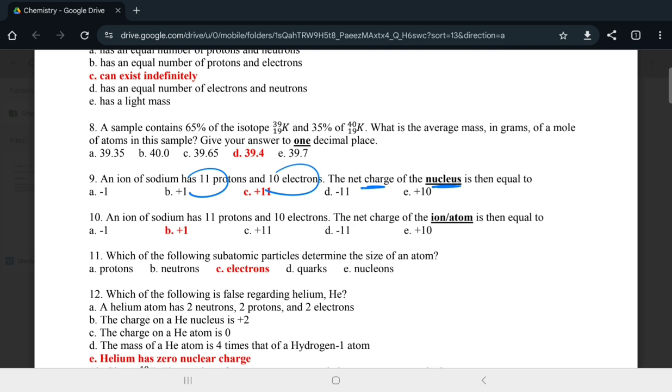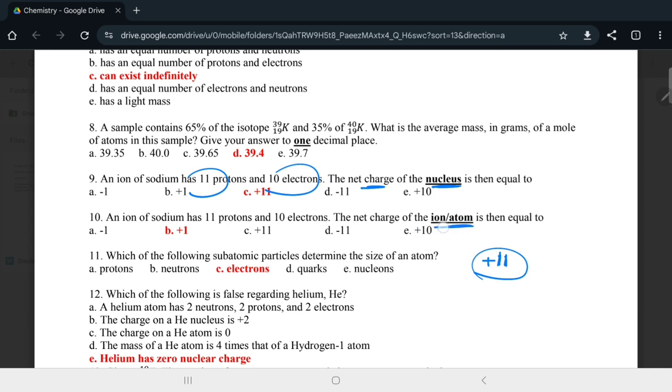The charge of the protons. So if there are 11 protons, what's the charge of the protons? Positive 11, since there's one charge per proton, and positive, since protons are positive. So positive 11 is the answer.